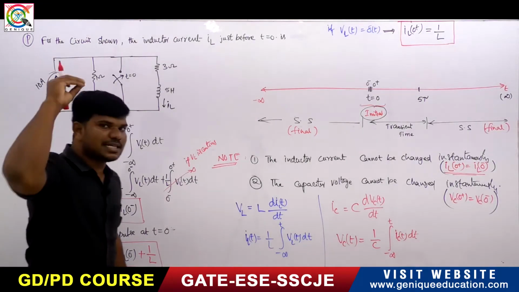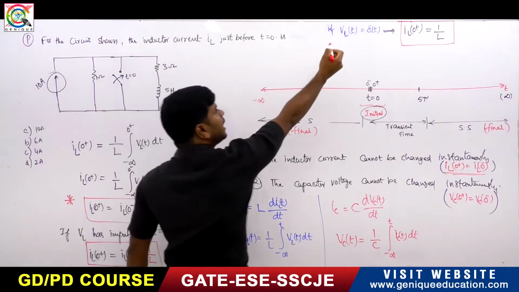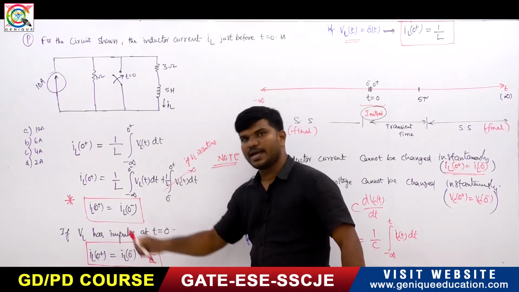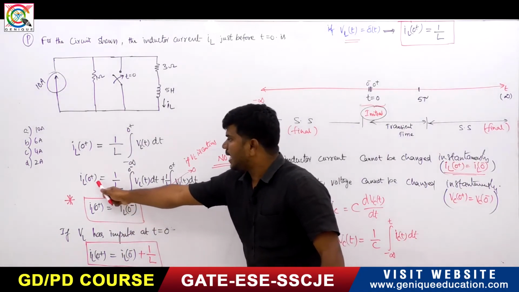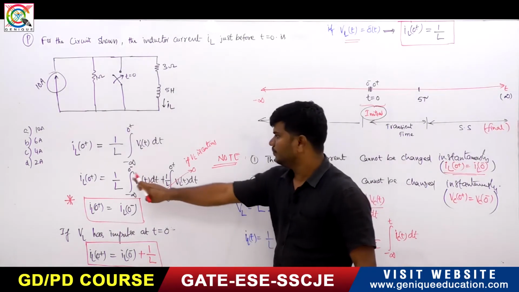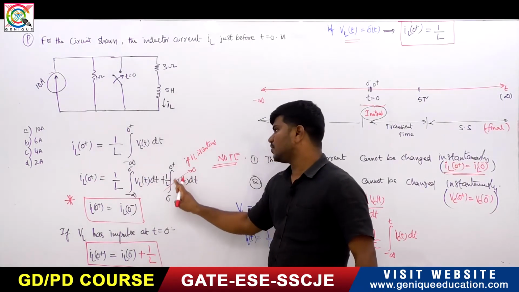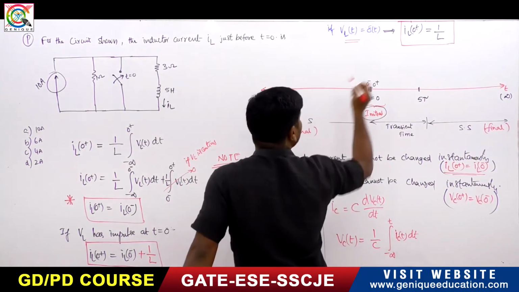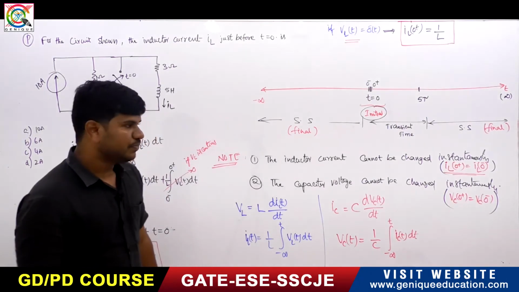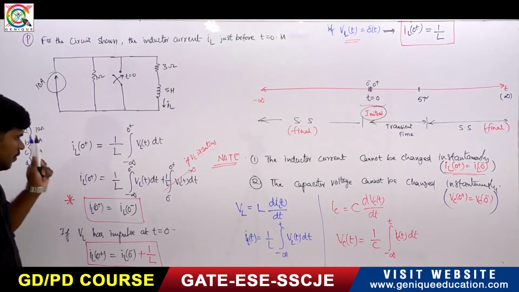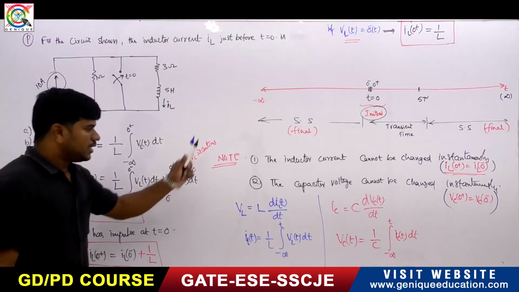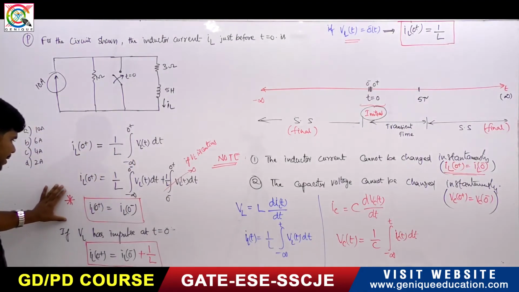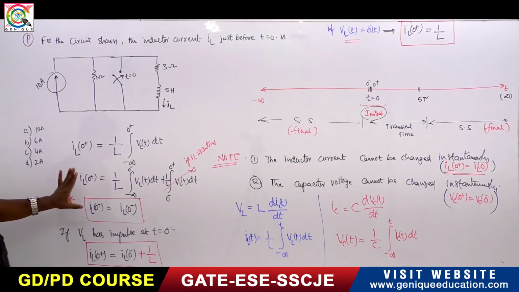Suppose the voltage across the inductor itself is delta(t). Then IL(0-) will become 0, and IL(0+) will be equal to 1 by L only, because the area under the impulse function is 1, right? So this is a very important phenomenon. You should remember that the inductor current cannot be changed instantaneously.